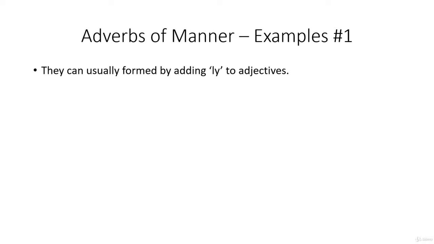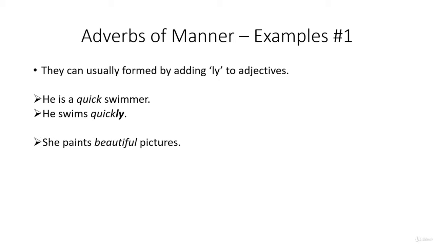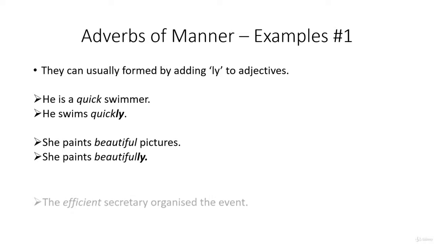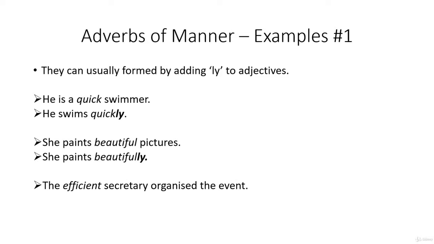Adverbs of manner are usually formed by adding the letters ly to the equivalent adjectives. So, for example, he is a quick swimmer, quick being the adjective describing the swimmer, or he swims quickly. She paints beautiful pictures. She paints beautifully. Or the efficient secretary organised the event. The secretary organised the event efficiently.